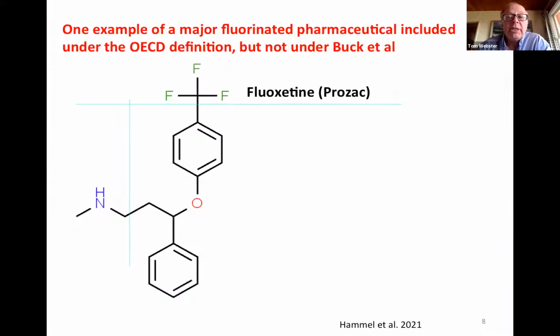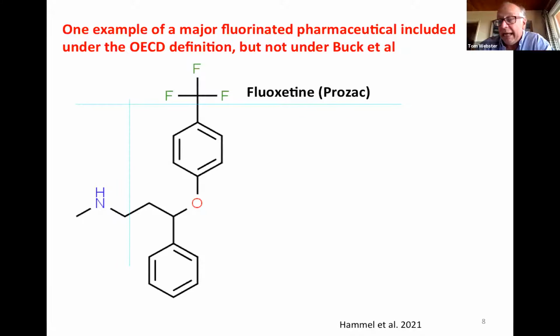So just an example of the implications of this is the chemical structure of Prozac, which you've heard of, a very commonly used drug in the United States. It has this fluorinated methyl group up here, and it would be included under the OECD definition, but not under the Buck definition, right? Because it has aromatic rings, it's not aliphatic. And I think part of the point here is that, to my mind, definitions can't actually be right or wrong.